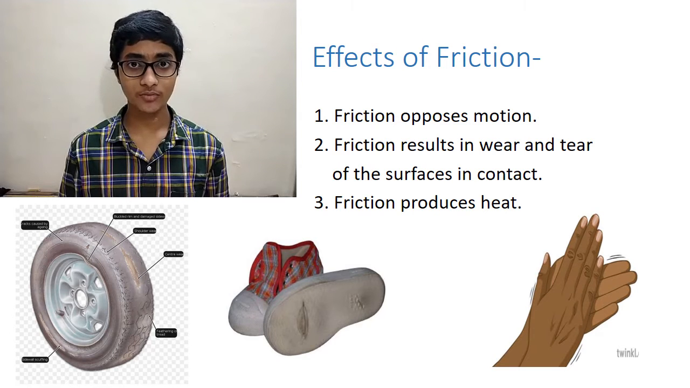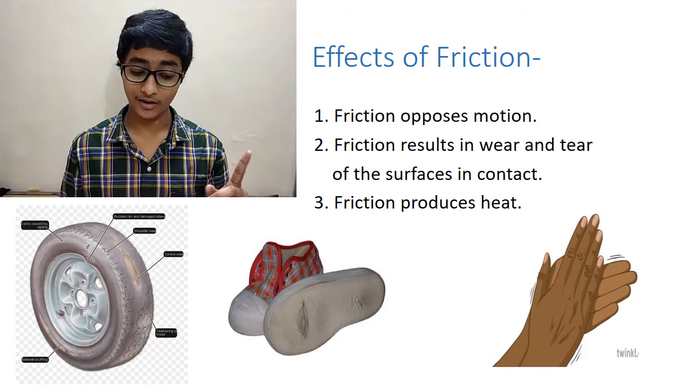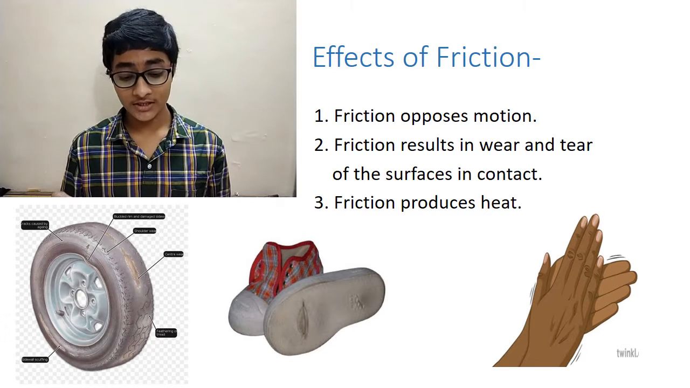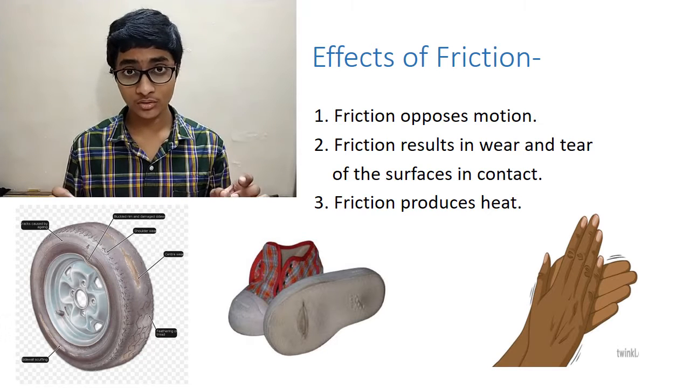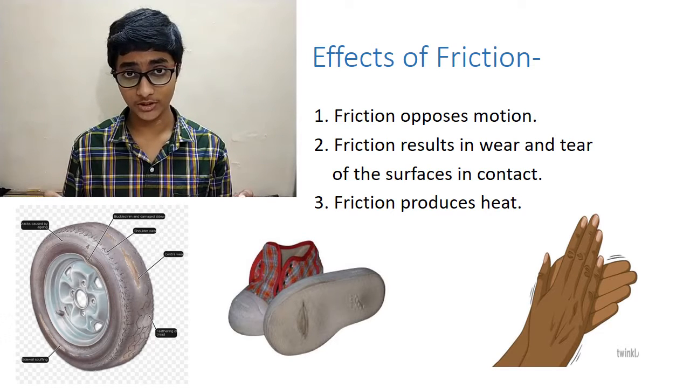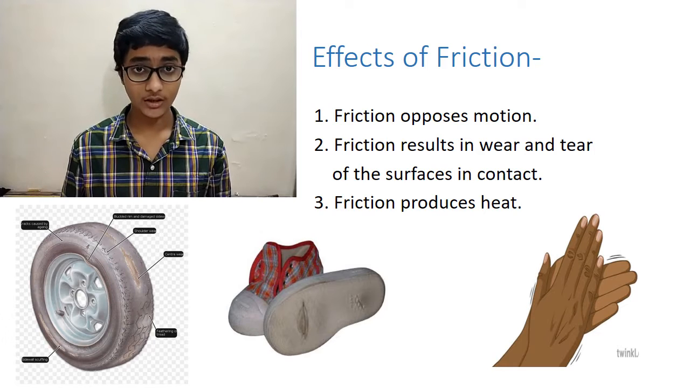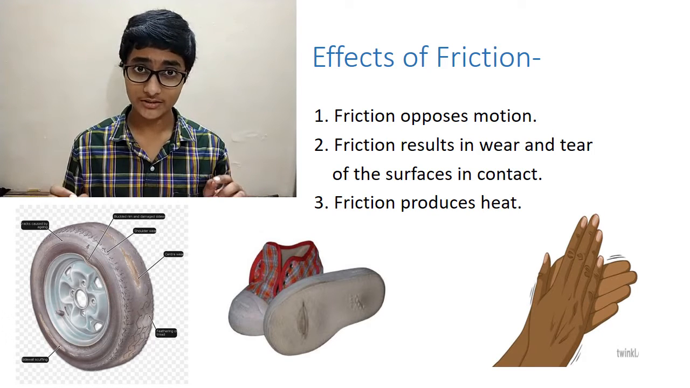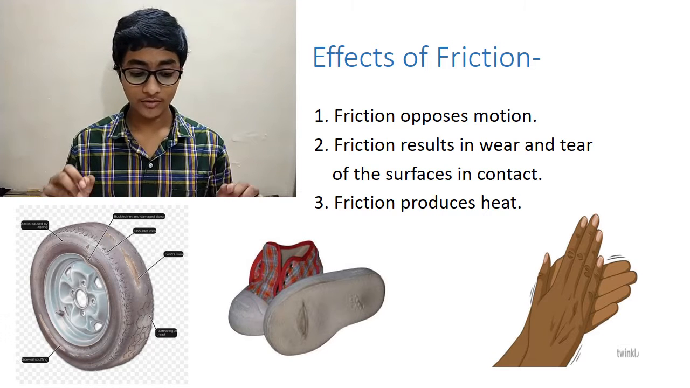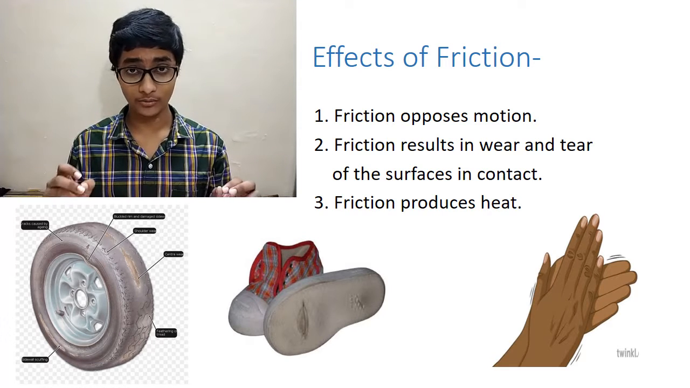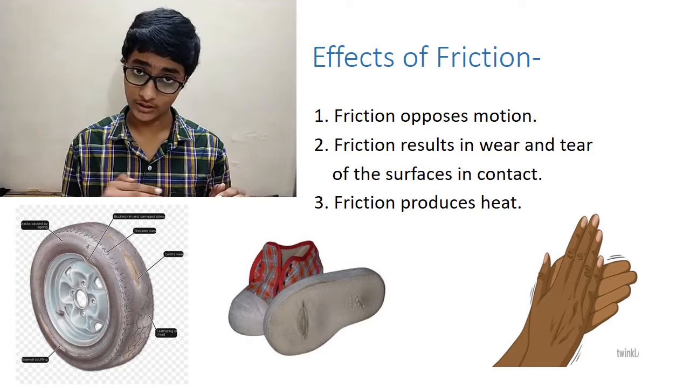Friction can produce the following effects. Number 1. Friction opposes motion. This means it prevents a stationary object from moving. It also slows down the moving object and stops it. Effect number 2. Friction results in wear and tear of the two surfaces in contact. Friction between the tires of a vehicle and the road causes the tire to wear away.